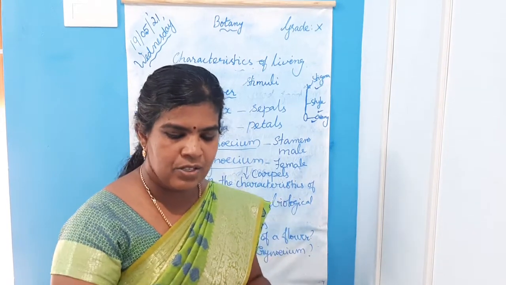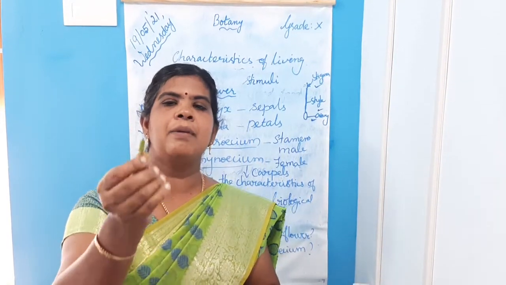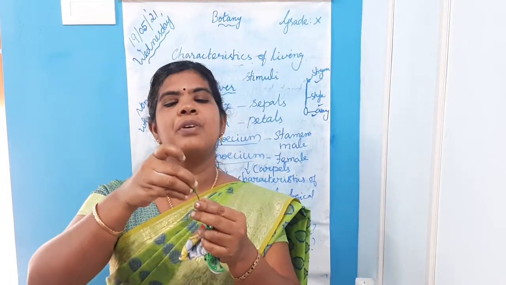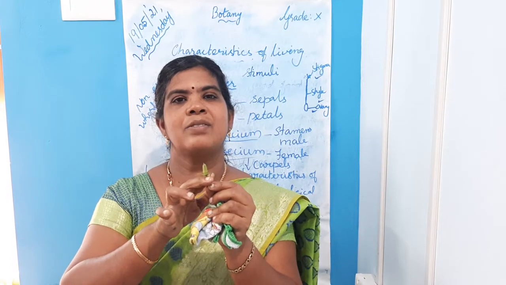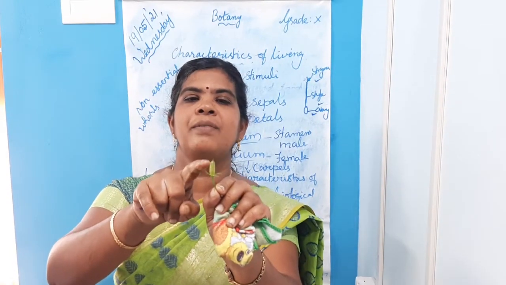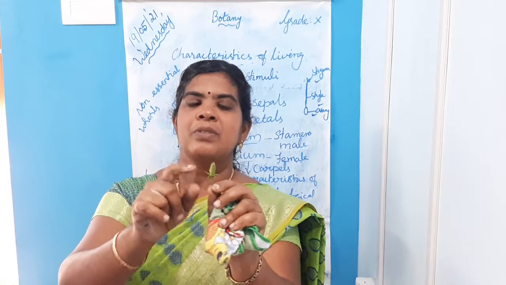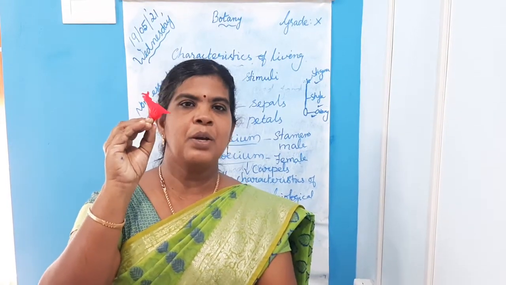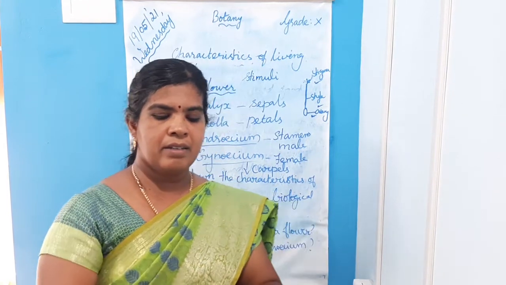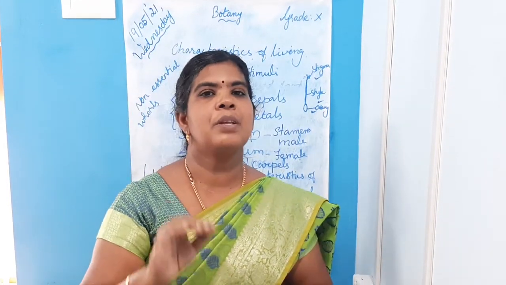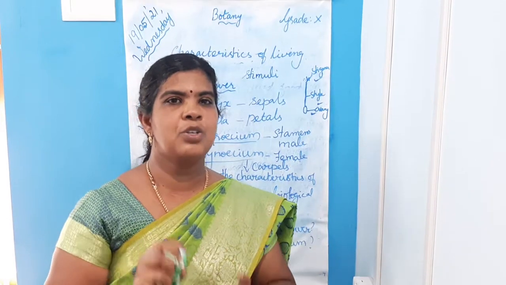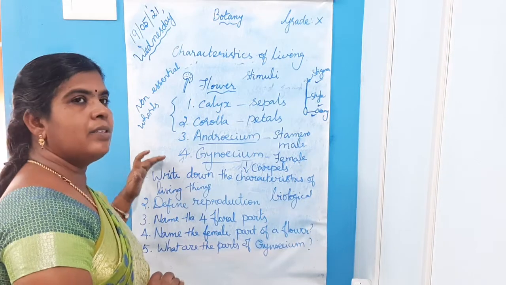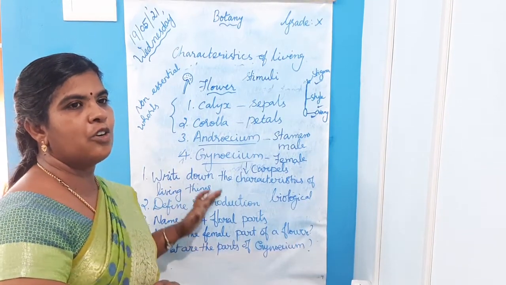What is the function of the calyx? It protects the flower when it is a bud. Next, the corolla attracts insects for pollination. So you must know the parts of a flower, and you must write all these questions in your notebook for learning.